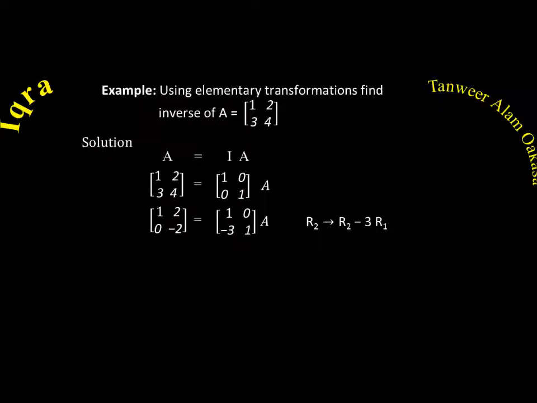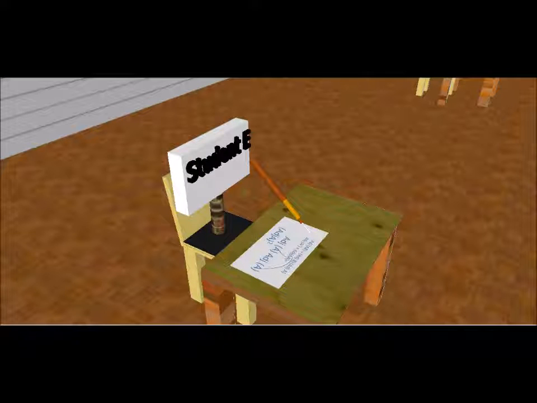Now what next? I told you that the best practice is to make the element 0. So I need to make now this as 0. So what transformation should I apply? Okay, anybody? Student A?